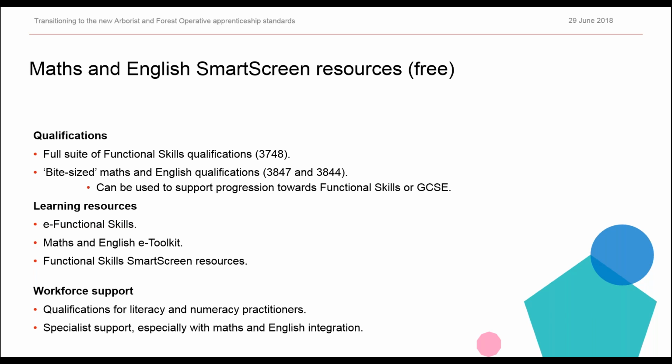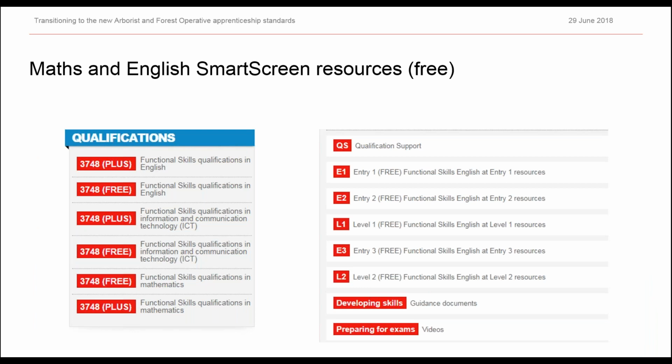So if you're not used to using SmartScreen, or you don't have access to it, if you're a City & Guilds customer, you speak to your local business manager, or if you're new to us, you speak to customer service, and our customer service team will happily steer you in the direction to be able to access these. These resources, just a couple of quick screenshots, are available for English and maths from Entry 1, Entry 2, Entry 3, up to Level 2. So there's a spectrum of resources freely available to support you.